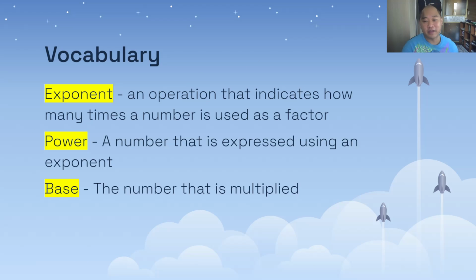Okay, vocabulary. Exponent: an operation that indicates how many times a number is being used as a factor. So, for example, 5 to the power of 3. This small 3 is an operation. It's telling you to do something with this number. This number is called the base. It's the number that's being multiplied.